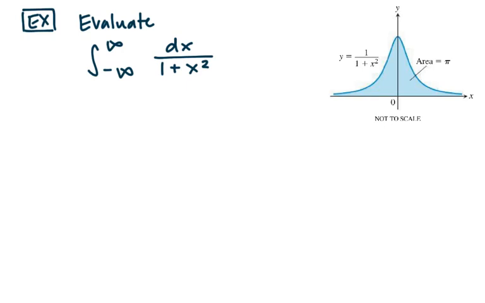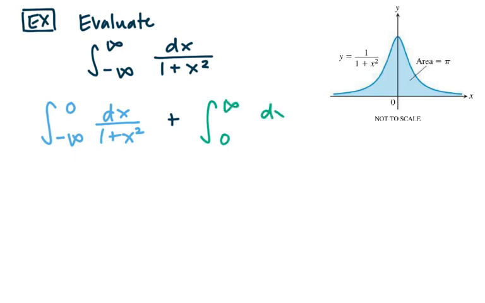So part 3, we're going to have to separate this into two integrals so that it looks like part 1 and part 2. So the way I'm going to do this is I'm going to say, well, this is the integral from negative infinity to 0 of dx over 1 plus x squared plus the integral from 0 to positive infinity of dx over 1 plus x squared.